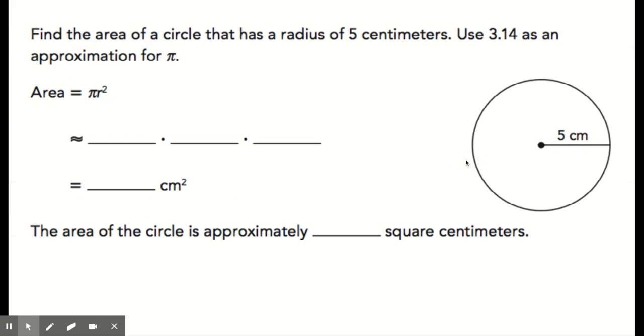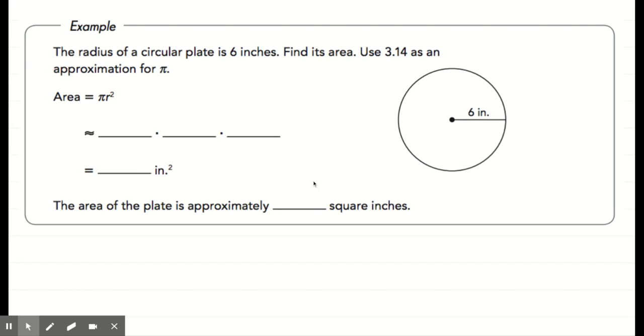So let's look at the first example. The radius of a circular plate is 6 inches. So the radius is 6 inches. Find its area. Use 3.14 as an approximation for pi. The area formula is pi r squared. So pi is 3.14 in this case because the question said 3.14. And r is the radius. The radius is 6 inches. And r squared is 6 times 6.